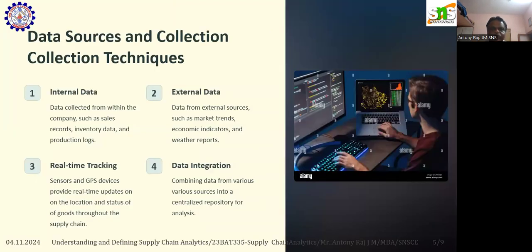And these are the data sources and collection techniques. We have internal data, external data, real-time tracking, and data integration. Internal data is completely from within the organization, such as sales and inventory data. External sources include market trends, economic indicators, and weather reports. Real-time tracking is on the execution of the operations. We have various sensors and GPS devices which provide real-time updates on the location and status of the goods through the supply chain. And data integration is combining data from various sources into a centralized repository for analysis.